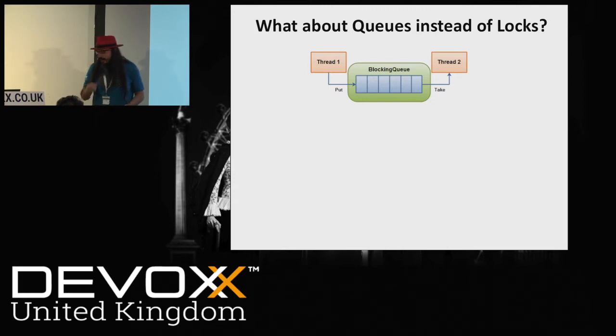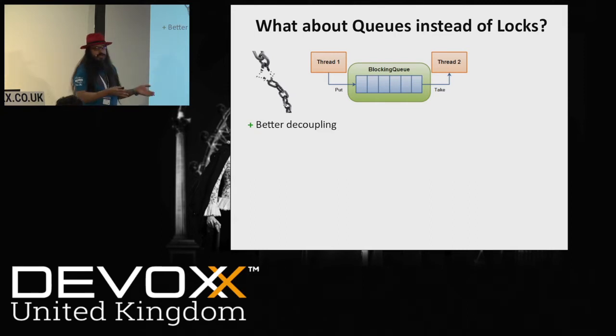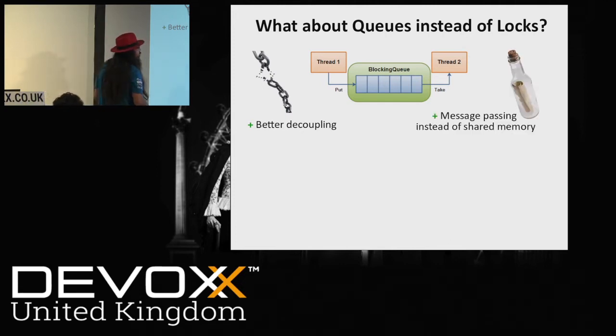Okay. So in some way, you can improve this situation probably by using queues. What is the advantage of using queues? Of course, you are decoupling the producer of a value from the consumer. Okay, and you are not communicating between threads by mutating the value of a shared variable, but you are doing it by putting that value on a queue and consuming that value from another thread.